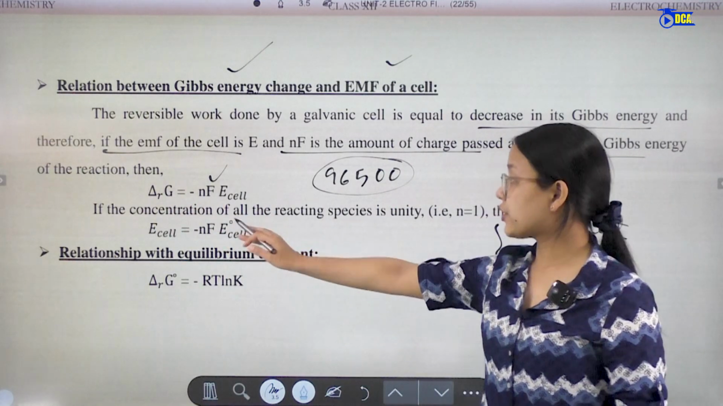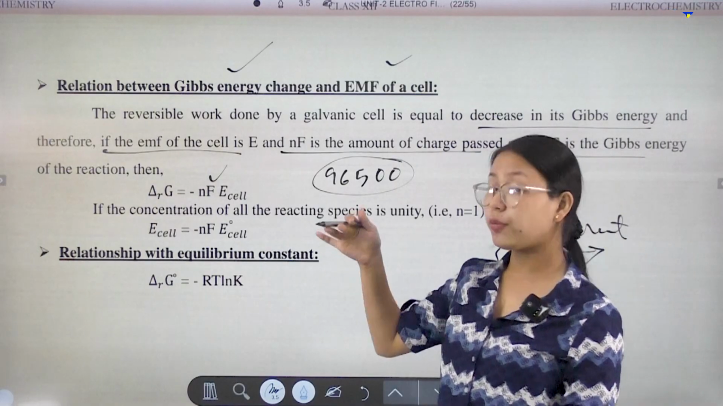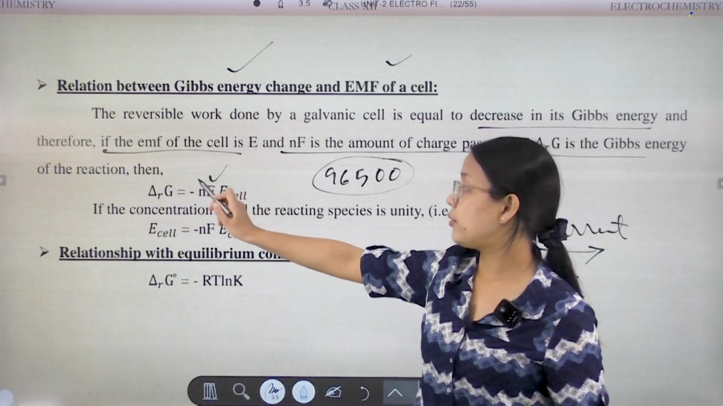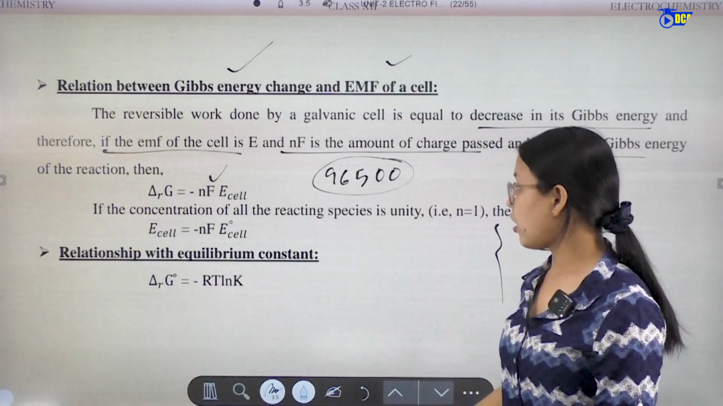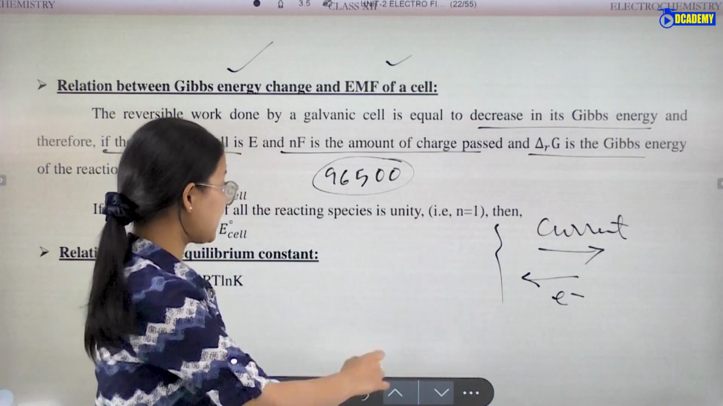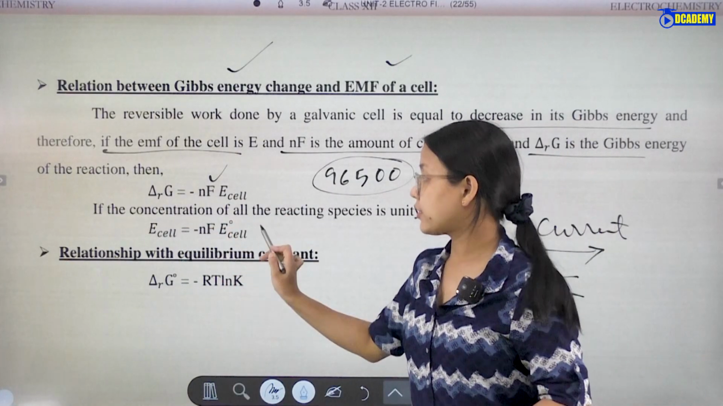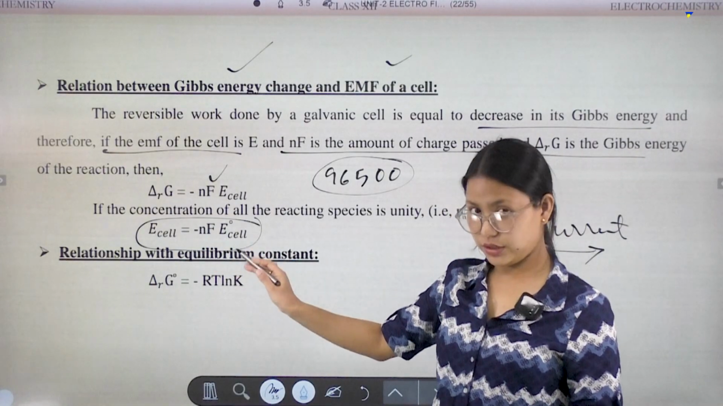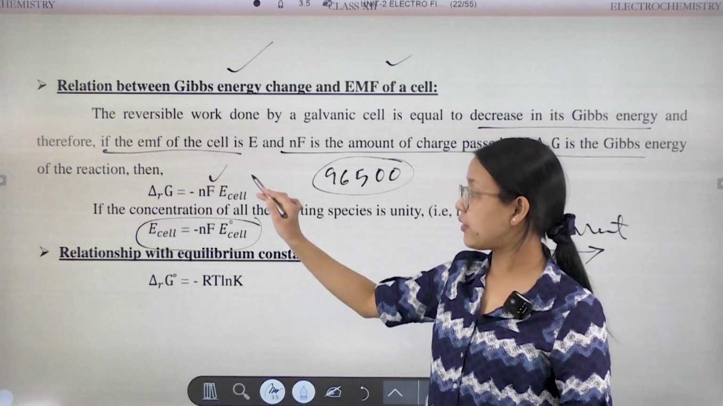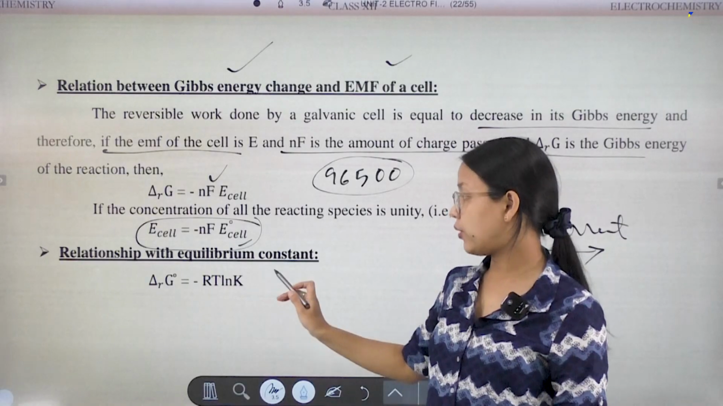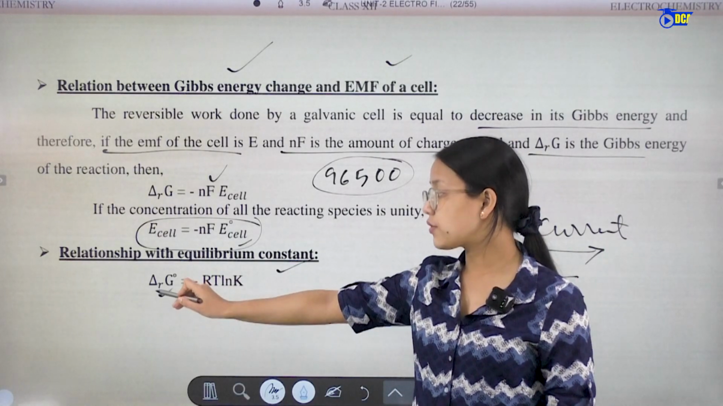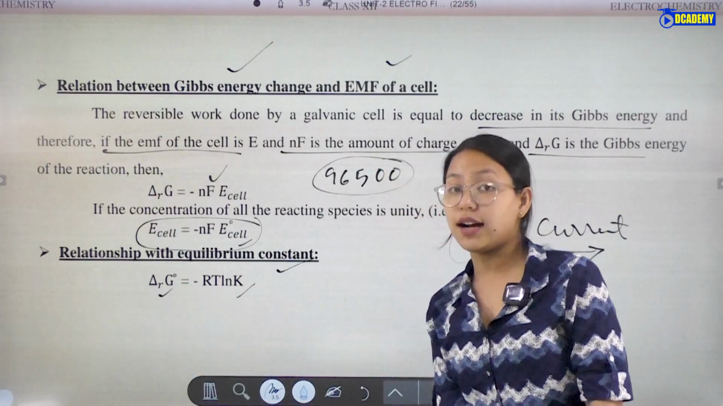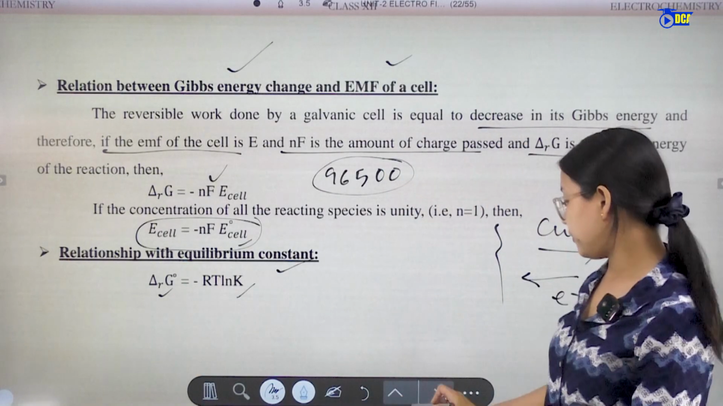Then if the concentration of all the reacting species is unity, that is one, the E cell becomes E naught cell. That means the number of ions is 1. So minus NF E naught cell is the standard state. So the relation between equilibrium constant and Gibbs free energy: Gibbs free energy is equal to minus RT ln K, where K is the equilibrium constant and delta RG naught is the standard Gibbs free energy.